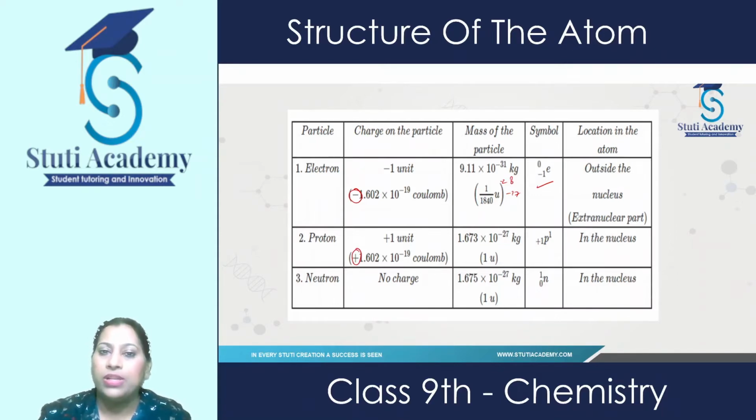Mass is 1.67 into 10 raised to power minus 27. And symbol is this. It is present inside the nucleus. Now neutron does not carry any charge.